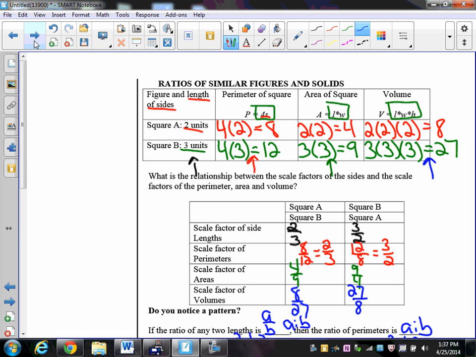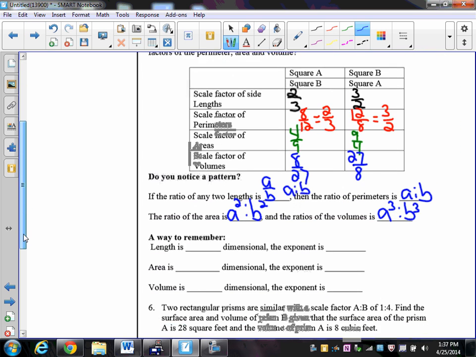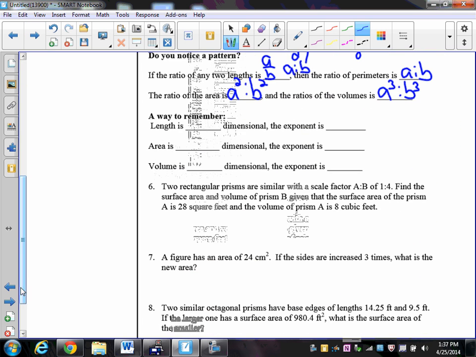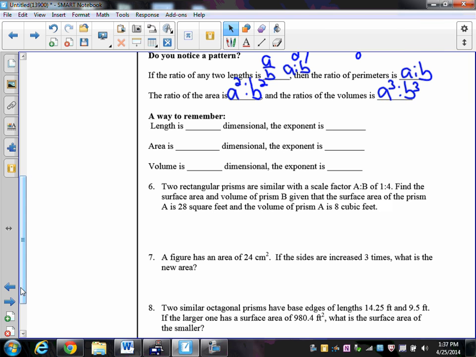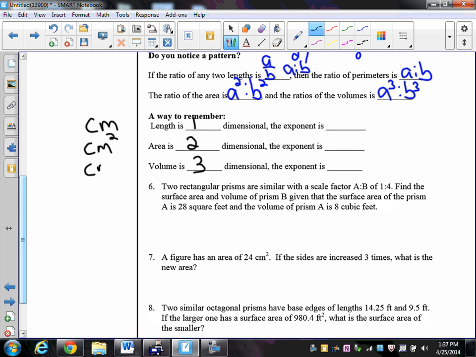This is where I took some data and I used squares with different side lengths. This is the way I remember it. Length is 1-dimensional, area is 2-dimensional, and volume is 3-dimensional. So an example is we have centimeters, centimeters squared, and centimeters cubed.